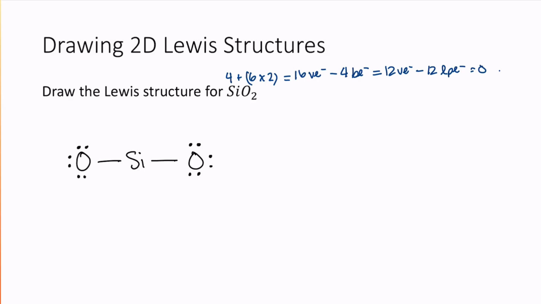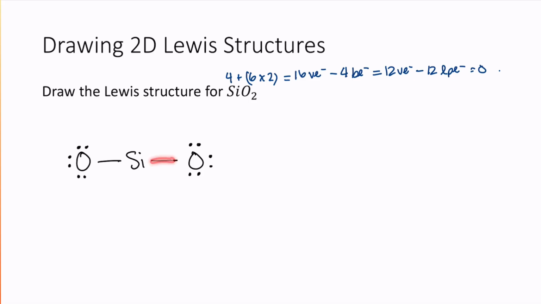My next step is to check the octet rule. The oxygens, they have 3 lone pairs, so that's 6 electrons in the lone pair, and 1 bond for another 2 electrons. So I have 8 electrons around each oxygen. Notice the oxygens look the same in the sense that they have 6 lone pair electrons and 1 bond for a total of 8 electrons. Now, silicon is not happy. It only has 4 electrons around it.